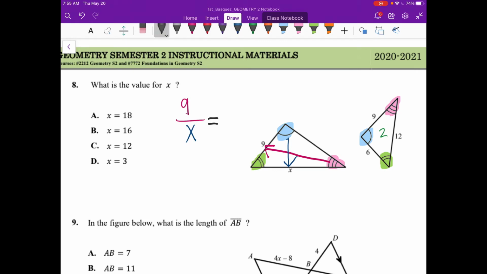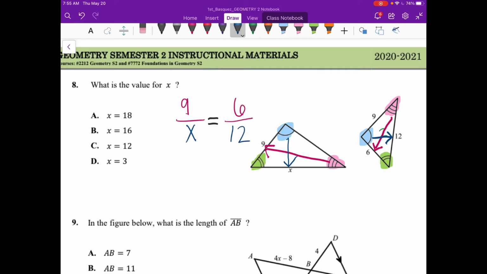So when I'm setting up my proportions here, I want to make sure that when I set it up equal to the other values, these are also corresponding. So in this case, in triangle number 2, I'm going to look across my pink angle and notice that's 6. So I have to put 6 in the numerator because it's going to correspond with the 9. And then for the denominator, the one in blue, it's going to be a 12.